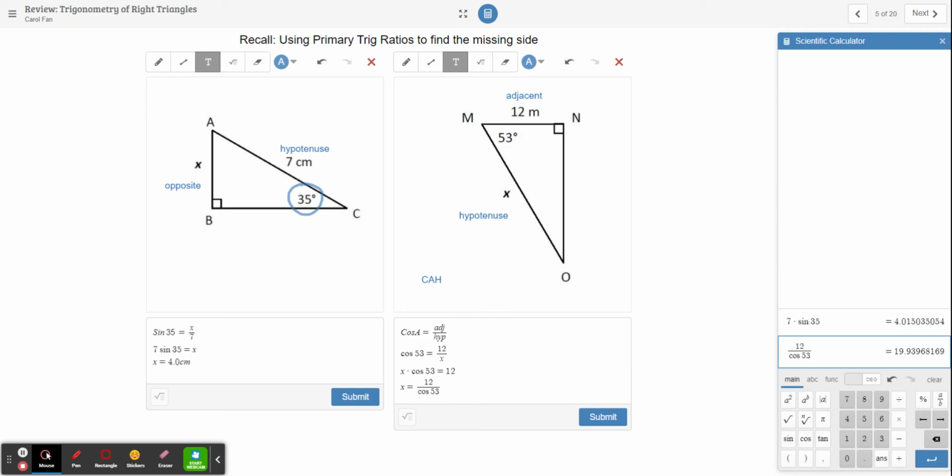And we have 19.939 and a bunch of other decimal spots. Let's round to the nearest whole number. So we would get 20 degrees for our x.